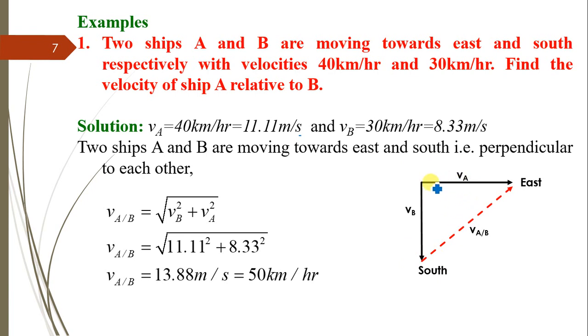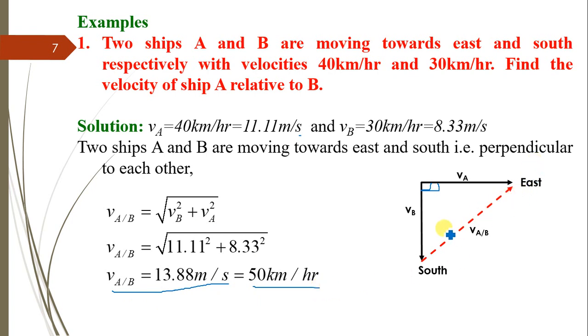So the angle between both of these ships is 90 degrees, or we can say VA and VB are perpendicular to each other. And we know that whenever two velocities are perpendicular to each other, the relative velocity is determined as the square root of velocity of first square plus velocity of second square. So VAB equals the square root of VB square plus VA square, and we get VAB as 13.88 meter per second, or we can say 50 km per hour.